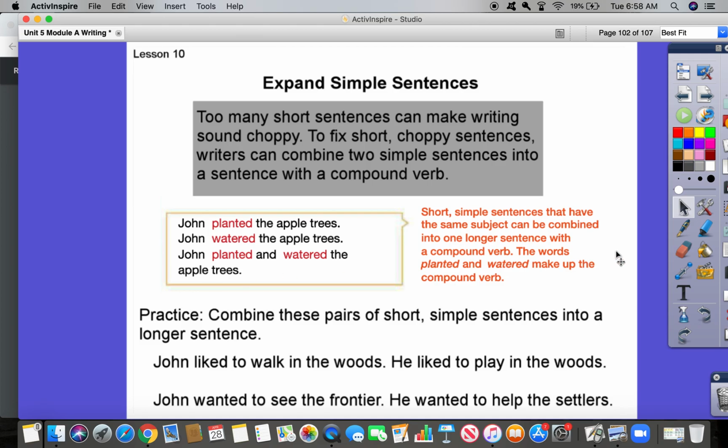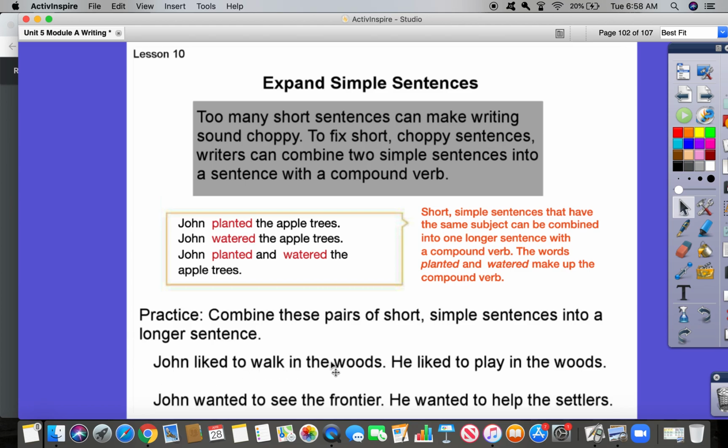Short, simple sentences that have the same subject, so in this case the subject is John, can be combined into one longer sentence with a compound verb. The words planted and watered make up the compound verb. So let's practice. Let's combine these pairs of short, simple sentences into a longer sentence.